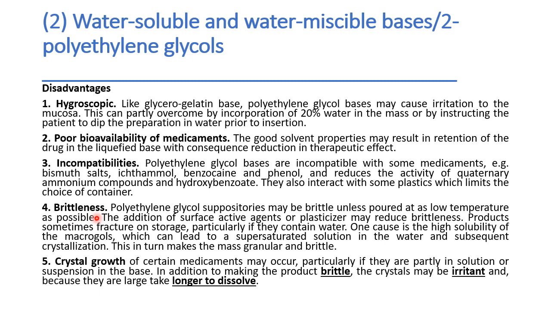Number four, brittleness. Polyethylene glycol suppositories may be brittle. This can be avoided by pouring the base at the lowest temperature possible. Also, this effect can be reduced by the addition of surface active agents or plasticizers. Products may undergo fracture on storage, especially if they contain water. This can be due to the high solubility of the base, which can lead to a supersaturated solution in water, and subsequently causing crystallization, which makes the mass of the base granular and brittle.